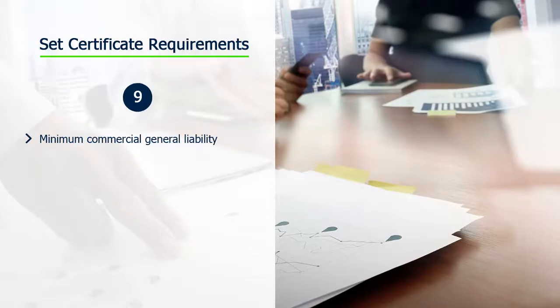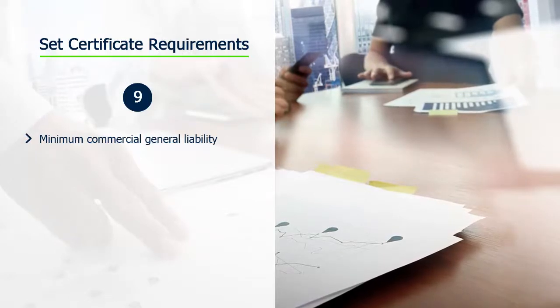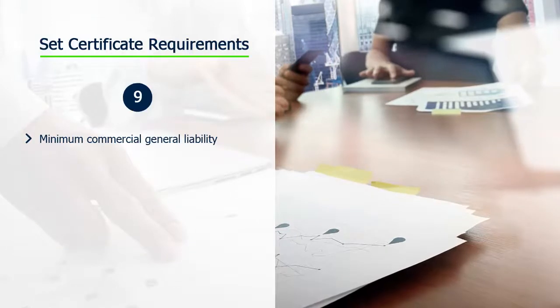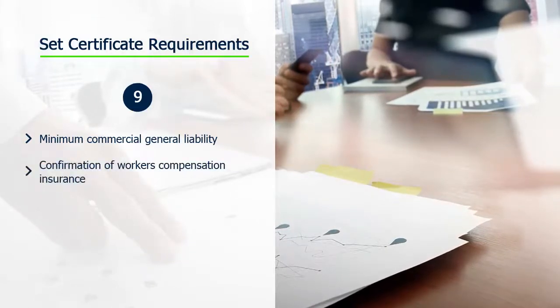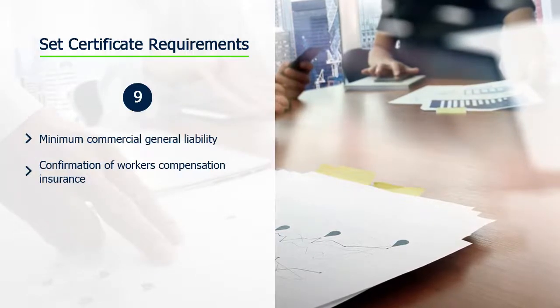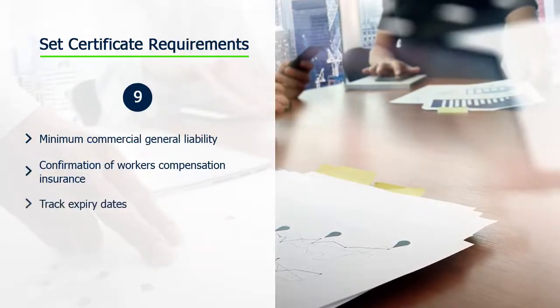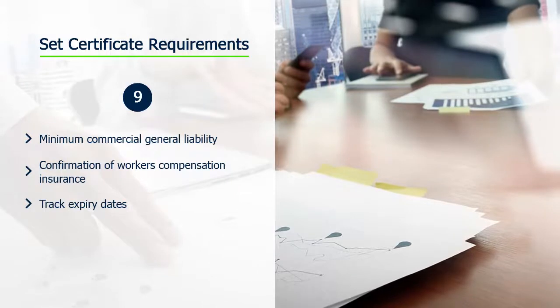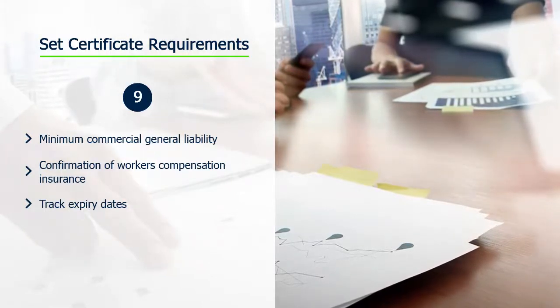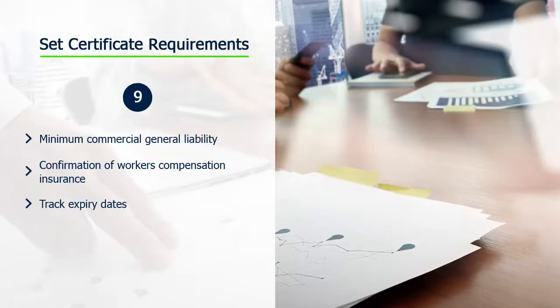9. Establish minimum certification requirements and stick to them. Before evaluating whether a contractor meets your requirements, you must know what those requirements are. Decide what certificates are must-have and establish a baseline that every contractor must meet without exception. Typical baseline requirements include commercial general liability insurance, automotive insurance, and verification of workers' compensation.